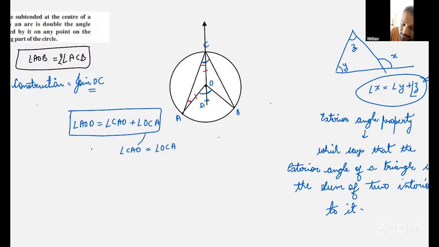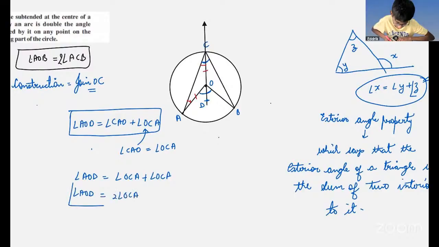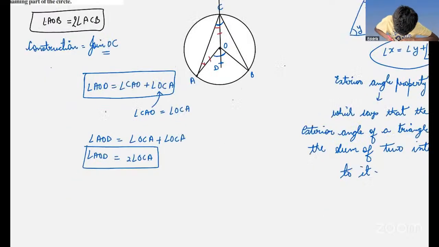If I write it here as OCA, what will it become? Angle AOD is equal to angle OCA plus angle OCA. So angle AOD can be written as twice angle OCA. Everyone got this?